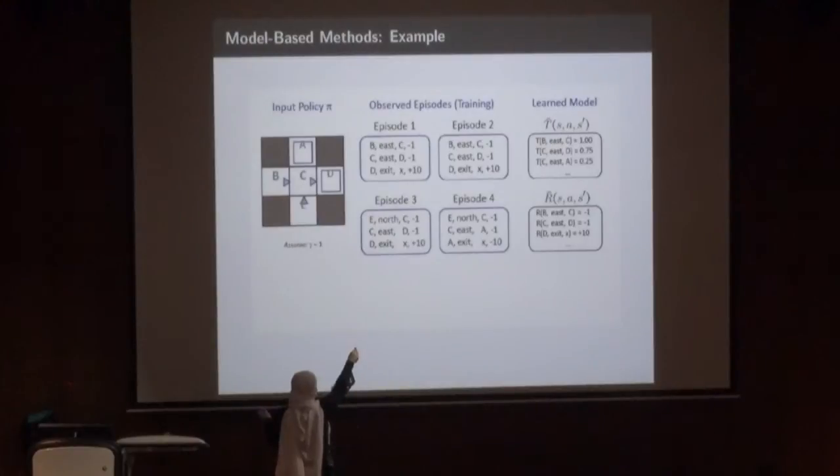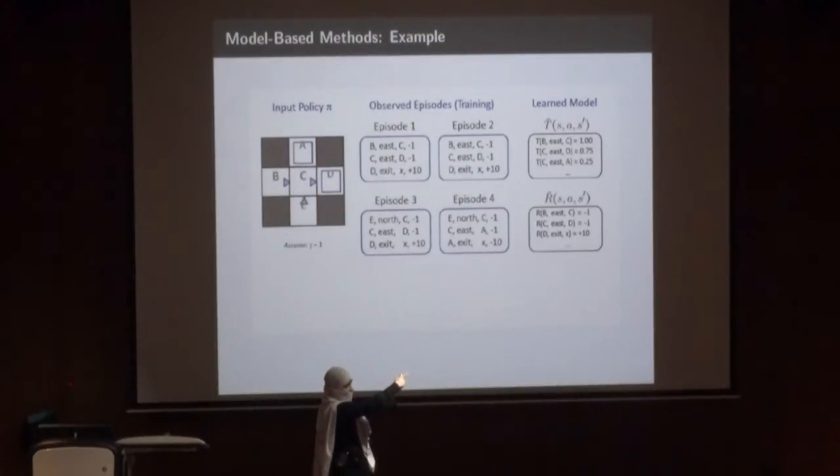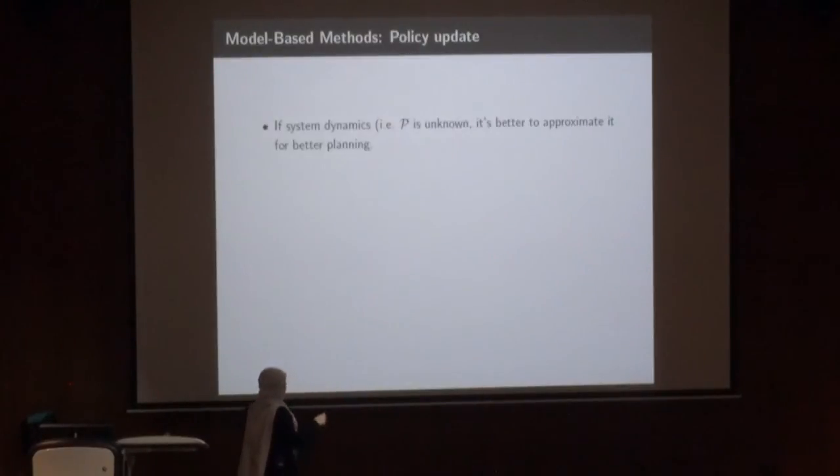Whereas C east, sometimes I end up in D, sometimes in A. So I ended up 3 times in D, 1 time in A. So my probability of C with east to D would be 0.75, whereas C east ending up in A would be 0.25. So this is an example of, if we don't know the transition probability function, how can I learn it?